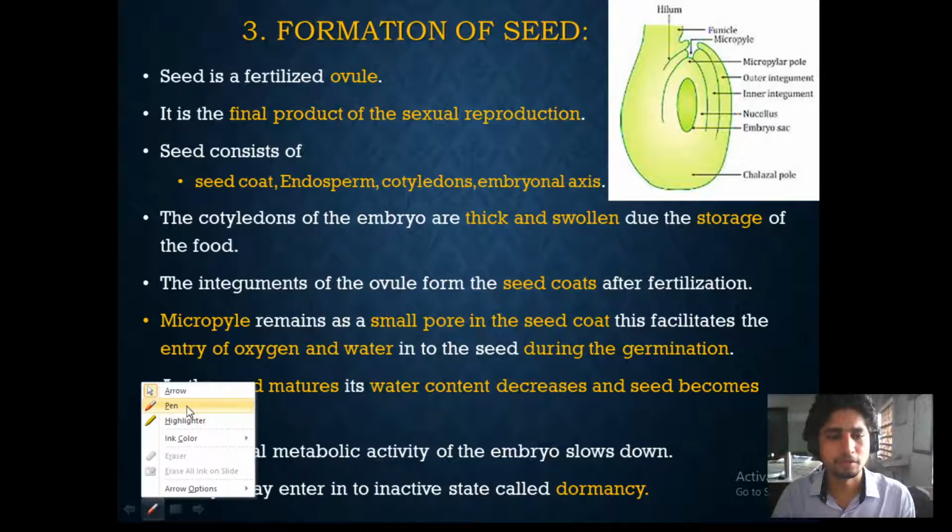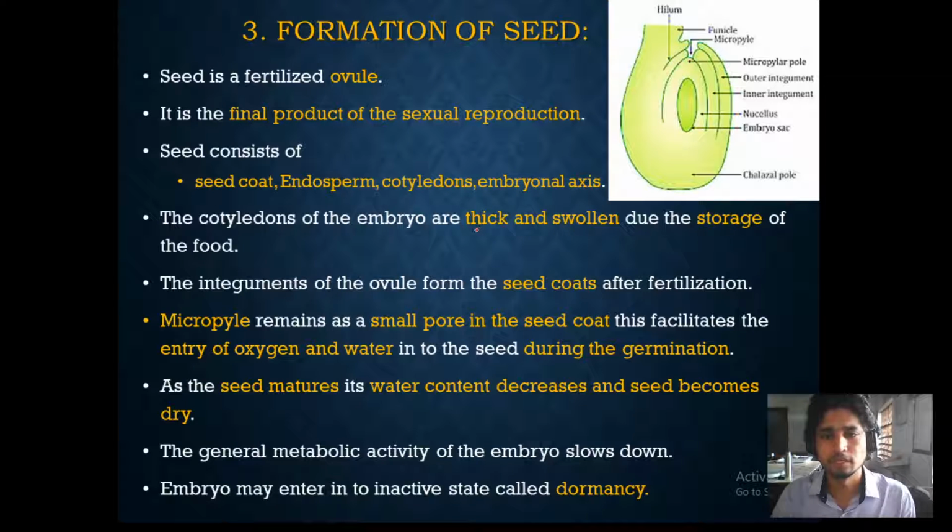Now, the cotyledons of the embryo. These cotyledons are usually thick and swollen. You might have seen some newly growing, young germinating plants, some of which are dicotyledons. They develop new leaves, and besides that, they have two fleshy leaves. These two fleshy leaves are nothing but the cotyledons. They are thick and swollen, and they carry a lot of food material for the developing, germinating seed.